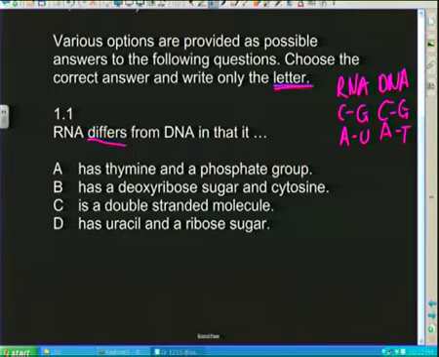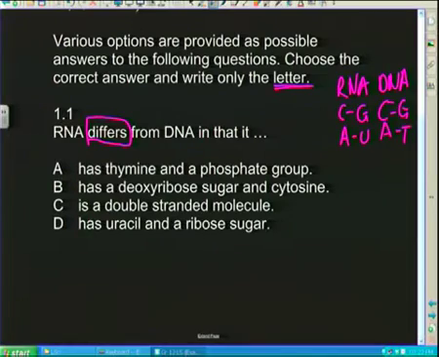Okay, first question. RNA differs from DNA. So already they're saying to you that RNA is different from DNA, and they want to know how it is different. Have a look at each one, and what I would suggest is if you know it's incorrect, just put a cross through it and then go through the ones you're not too sure about. Okay, let's read the first one.